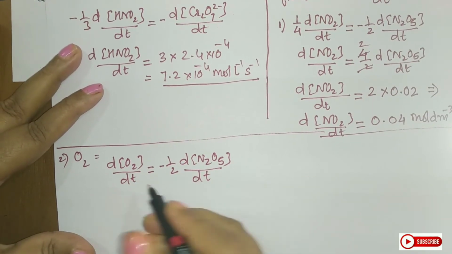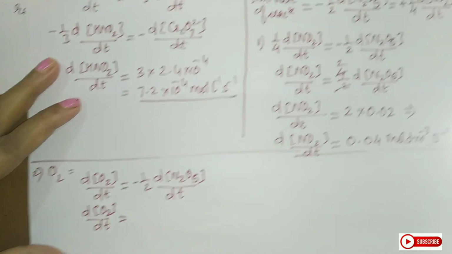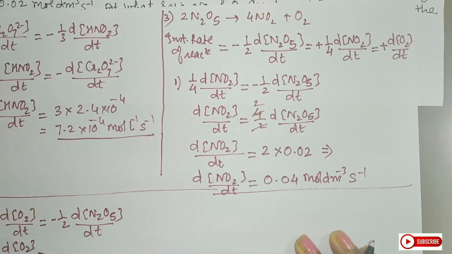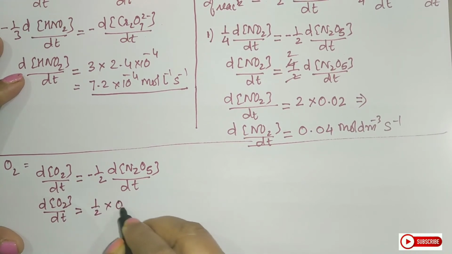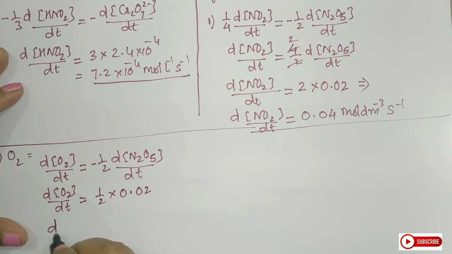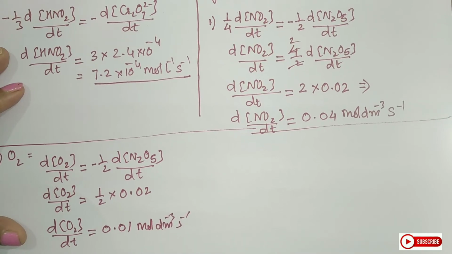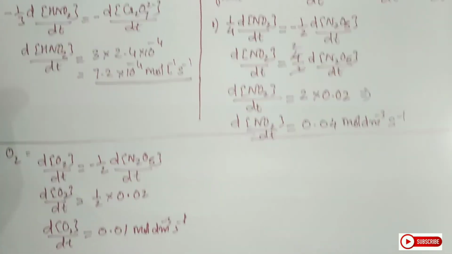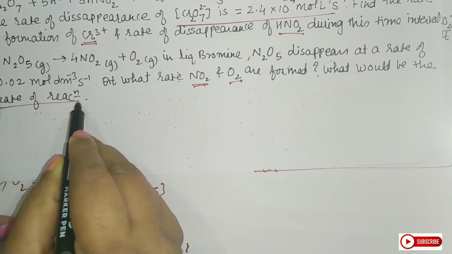Now this you can easily calculate, just you have to substitute. What is N2O5 concentration given? It is 0.02, so that is half into 0.02. So d O2 with respect to time is 0.01 mole per dm cube second inverse. So students, this is how you will calculate, but if you see the question at the end, they are asking you what would be the rate of the reaction.